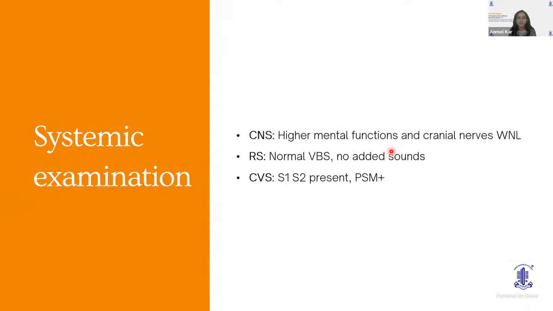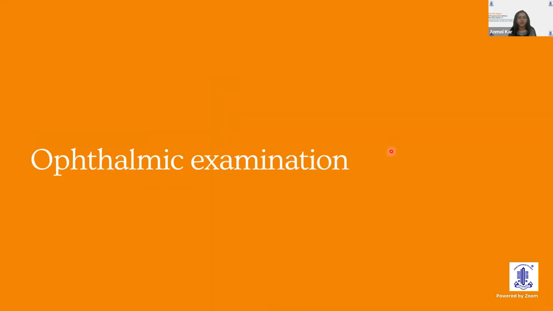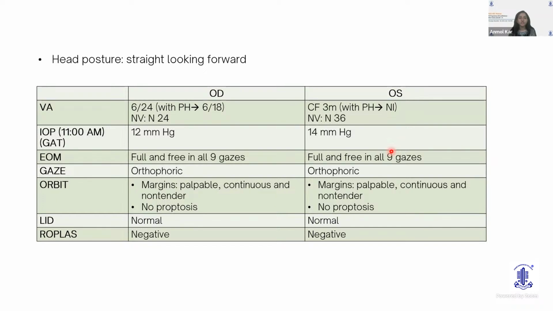Coming to the systemic examination, on the central nervous system examination, the higher mental functions and cranial nerves were normal. In the respiratory system, bilateral vesicular breath sounds were present with no added sounds. The cardiovascular system showed S1, S2 present with a pansystolic murmur noted. Coming to ophthalmic examination, the head posture was straight, looking forward. The visual acuity in the right eye was 6/24, improving to 6/18 with pinhole, and in the left eye it was counting fingers at 3 meters with no improvement with pinhole.